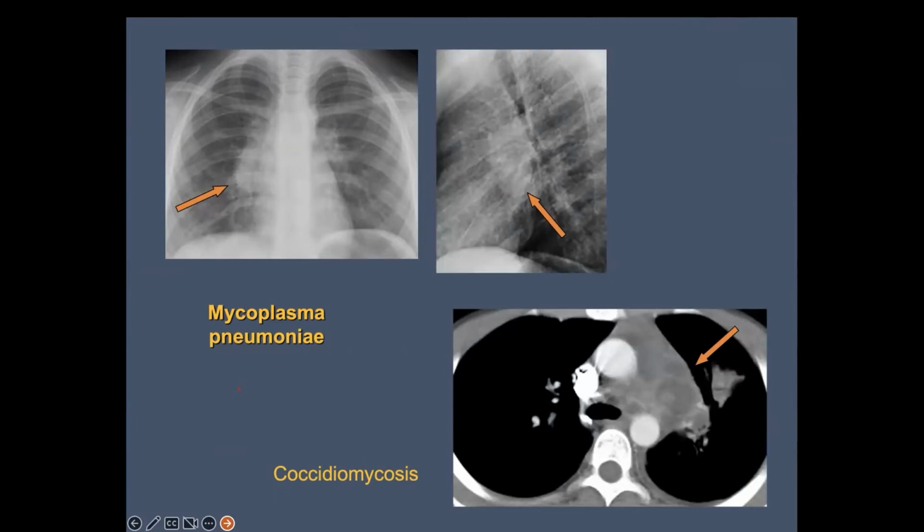Other fungal infections are also a pretty common cause of peripherally enhancing lymphadenopathy, such as coccidiomycosis in this patient. In our part of the world, histoplasmosis is probably the more common thing that we see, but many types of infection can cause this kind of lymph node.